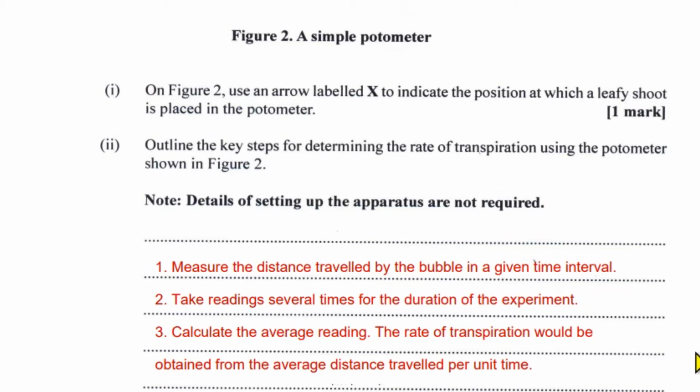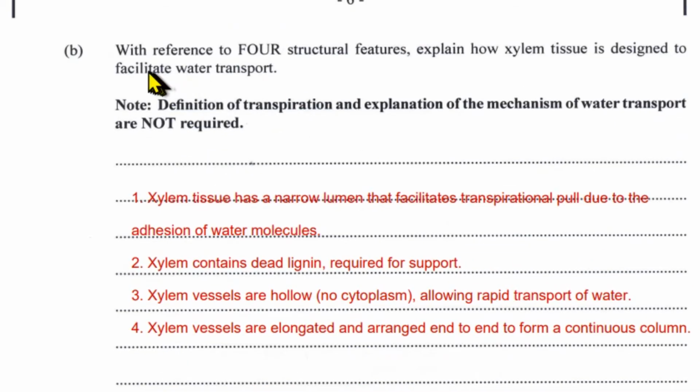Think of that as the speed of the bubble, and thus the transpirational rate. Let's look at B. With reference to 4 structural features, explain how xylem tissue is designed to facilitate water transport. You don't need to define transpiration or explain the actual mechanism of water transport, so you don't need to explain transpirational pull and root pressure and things like that.